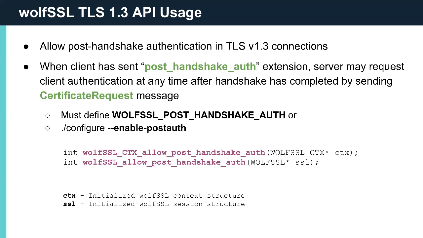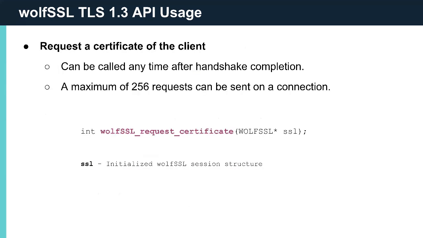In order to enable this in wolfSSL, you have to use --enable-postauth or define WOLFSSL_POST_HANDSHAKE_AUTH. And then you'd have to allow that explicitly by calling one of these APIs at runtime, either at the session level or the context level. Once it's enabled, you could request a certificate from the client by calling wolfSSL_request_certificate. You can request a certificate up to, I think, a maximum of 256 requests on a single connection.